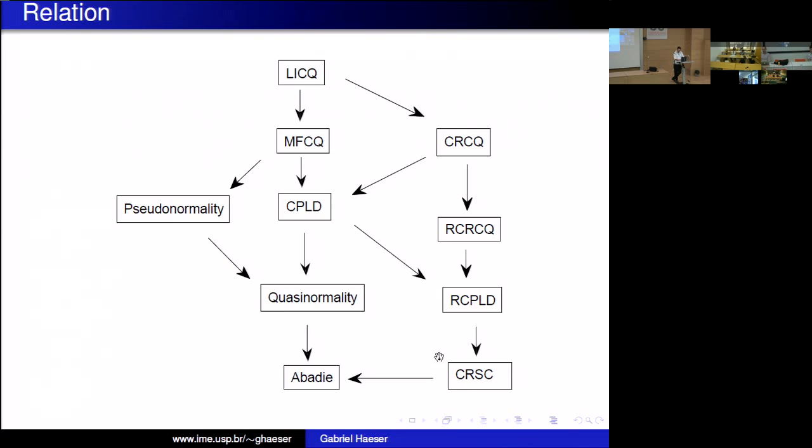But it doesn't have any relation with pseudo-normality and quasi-normality. Okay, so it's a different line, and they both end in Abadie. The difference here is that for our conditions, we can in fact prove convergence of algorithms, and for these conditions, we don't know any algorithm that is associated to this. So it's as bad as Abadie or Guignard in this sense.